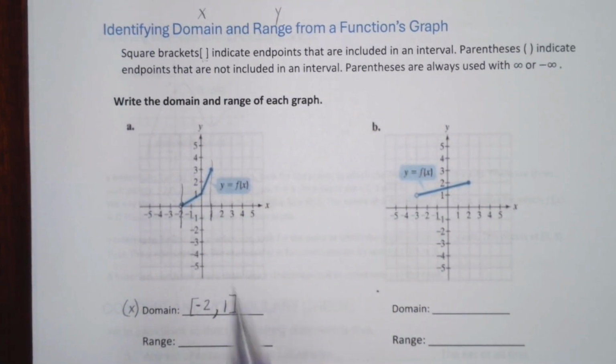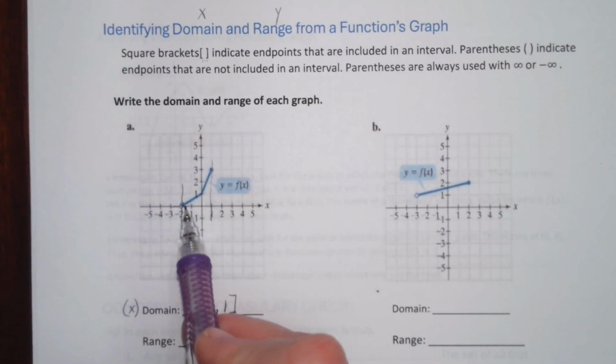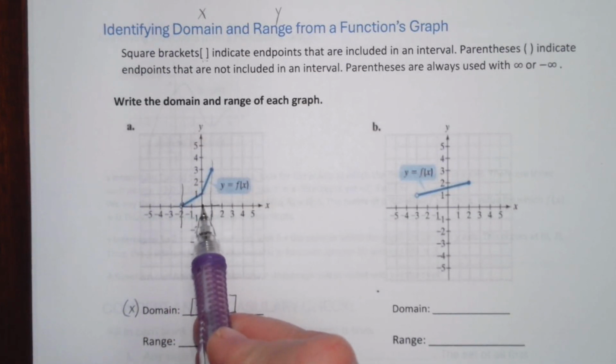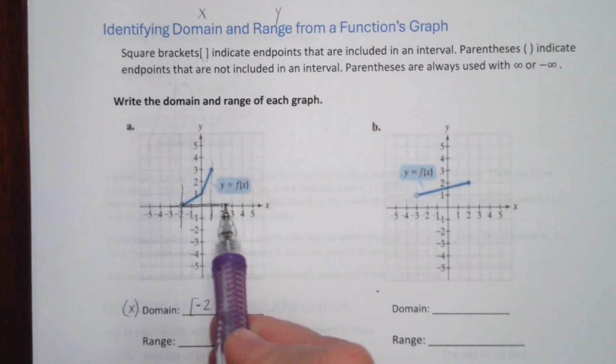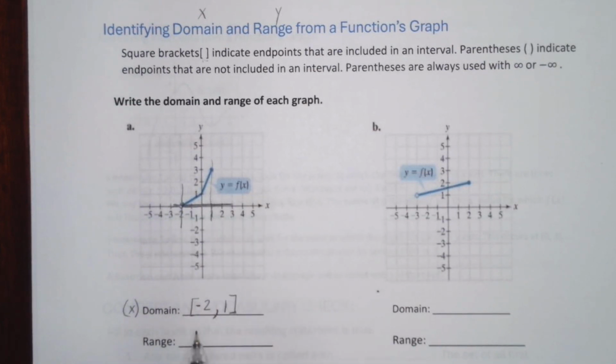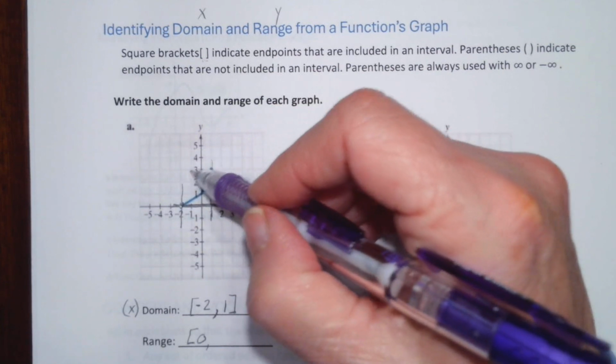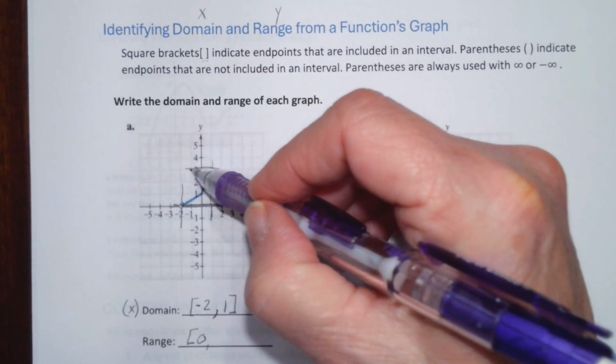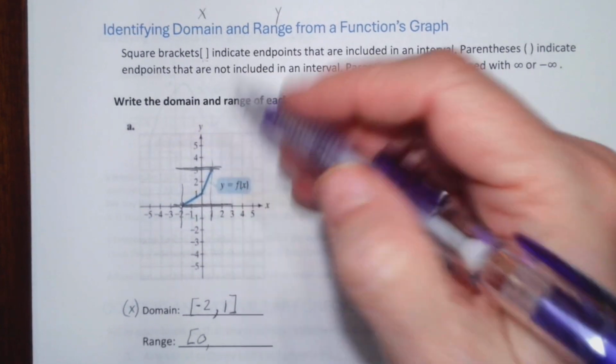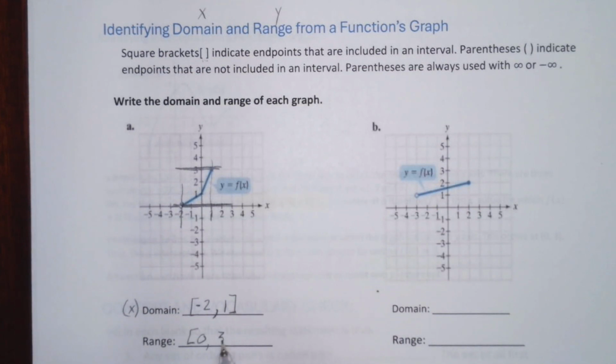To find my range, I'm going to find my lowest point. So here's where it touches the y-axis. I'm going to find my lowest point of my graph, and because there's a dot there, this is going to be 0, and I'm following the y-axis. So I'm going up to see where my highest point is on my graph, and it's right there, which is a 3. And I'm going to close that bracket.